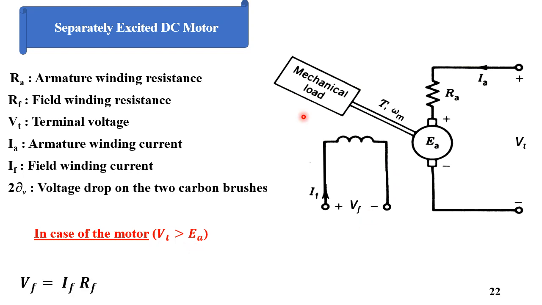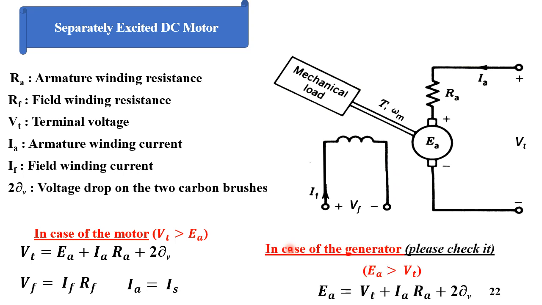For the field circuit, we have VF equals IF times the resistance of the field winding, which is RF. And V terminal, which is bigger than EA, equals EA plus IA RA, which is the armature resistance drop, plus 2 delta V, which is the drop across the brushes or the contact between brushes and the commutator.